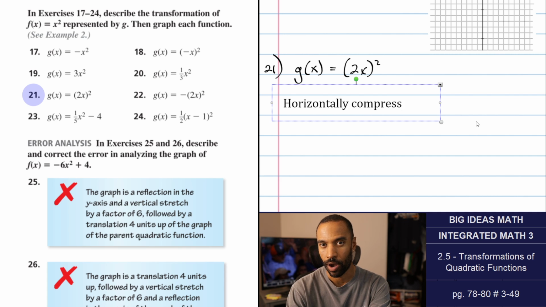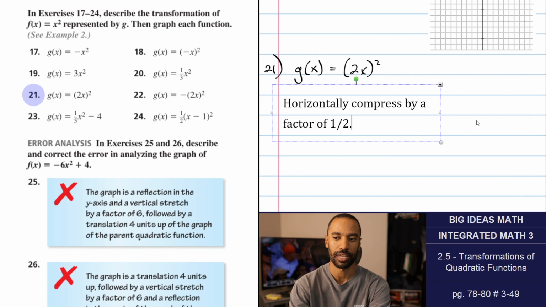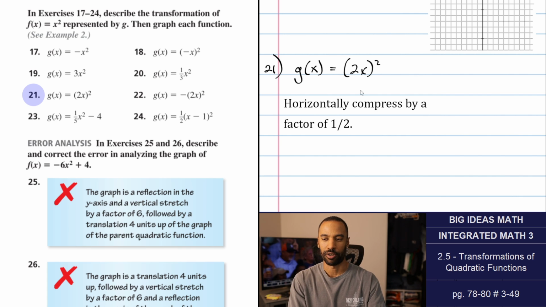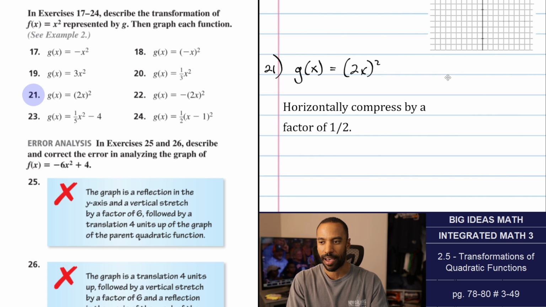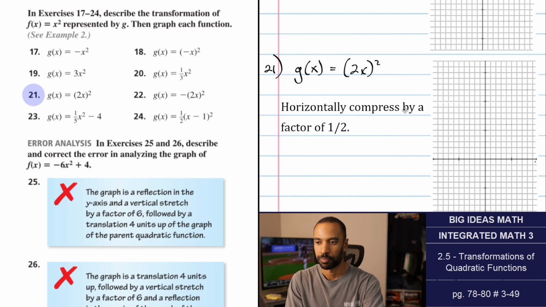When this thing's more than 1, you got to compress. This is by a factor of 1/2. You take your number, you basically take its reciprocal, right? You invert it. Horizontally compressed by a factor of 1/2. Now, as far as that graph goes, it's going to look like this. Think about what we're doing.